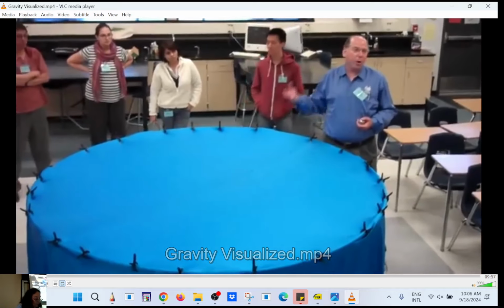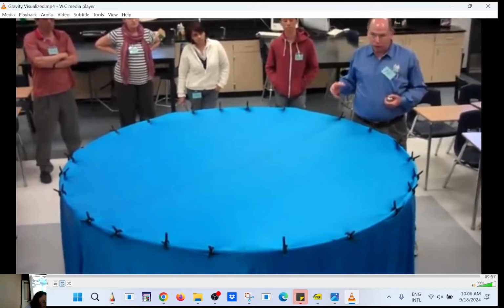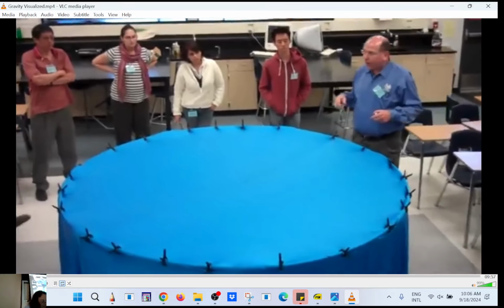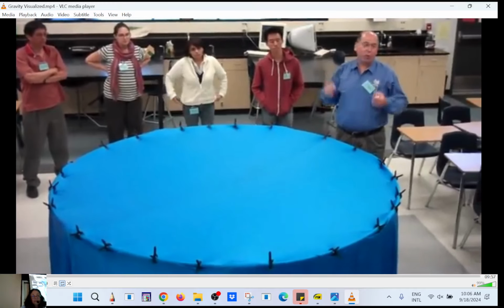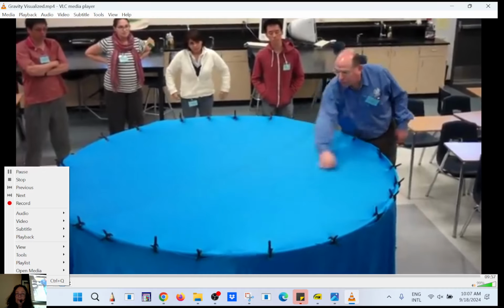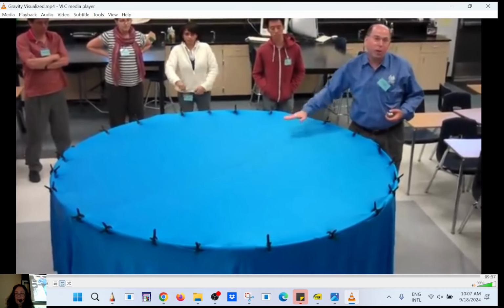Okay, so here we go again. You put mass in a place in space, warp space-time, and objects are not feeling a force of gravity, they're just following the natural curvature. And so this is a sheet of Lycra. Where do you get this? This is my old bike short.